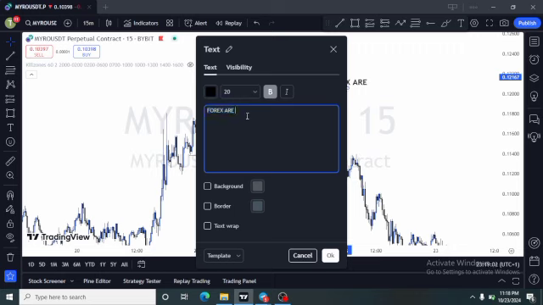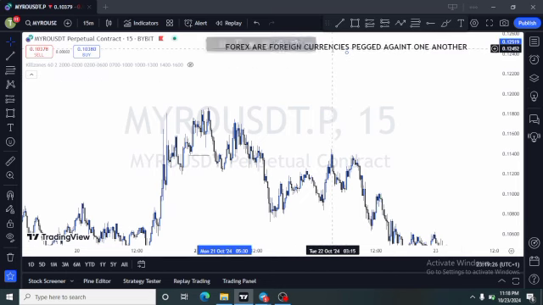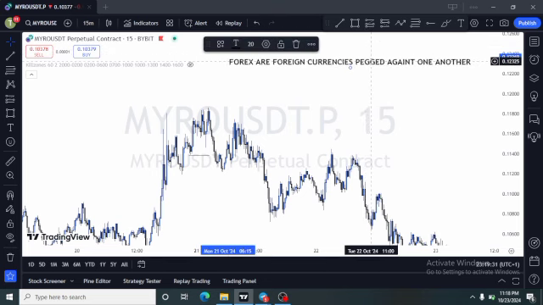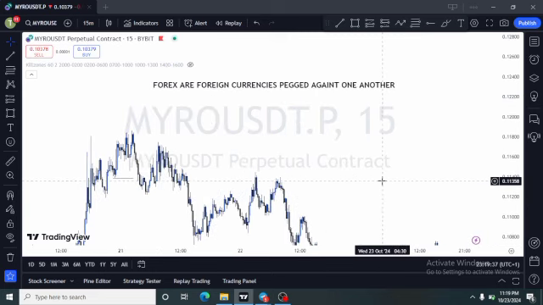So I said that forex are basically foreign currencies pegged against one another. So that's basically what forex is, just like the USD naira, just the same way that the naira is pegged against the dollar and it has values, so they are being traded.